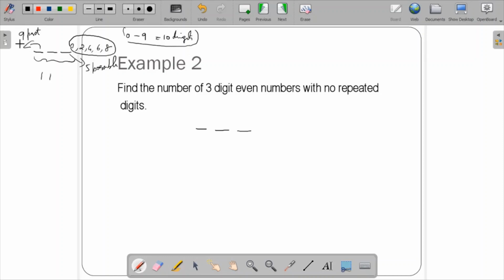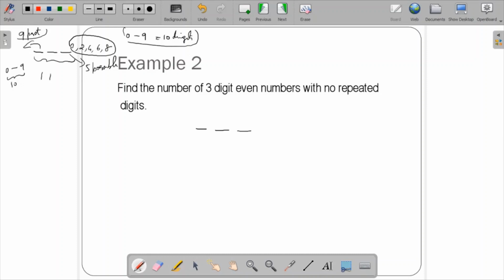Why? The integers are 0 to 9, 10 integers I can fill. But in X, since it is a 3-digit even number, if you put 0, then it will be a 2-digit number, right? So excluding 0, how many possibilities are there?